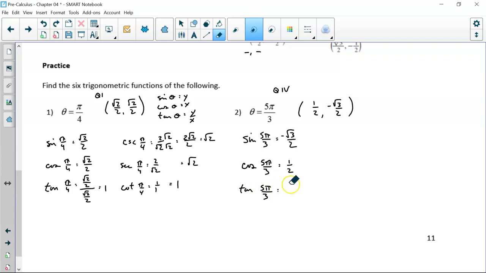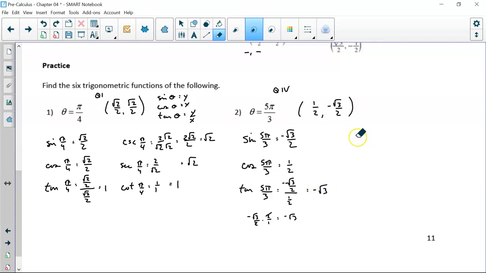And then our tangent of 5 pi over 3, it's going to be y over x. Negative root 3 over 2, divided by 1/2. So to simplify that, we don't divide fractions, we multiply by the reciprocal. It's the same as negative root 3 over 2 times 2 over 1. What's going to happen is the 2's cancel. We're going to be left with a negative root 3. And that's the tangent of 5 pi over 3. It's a negative root 3.